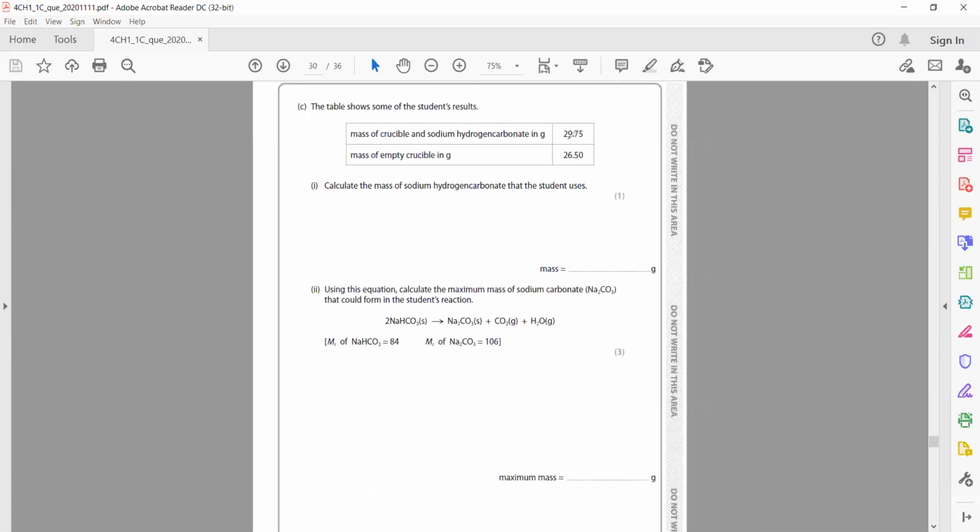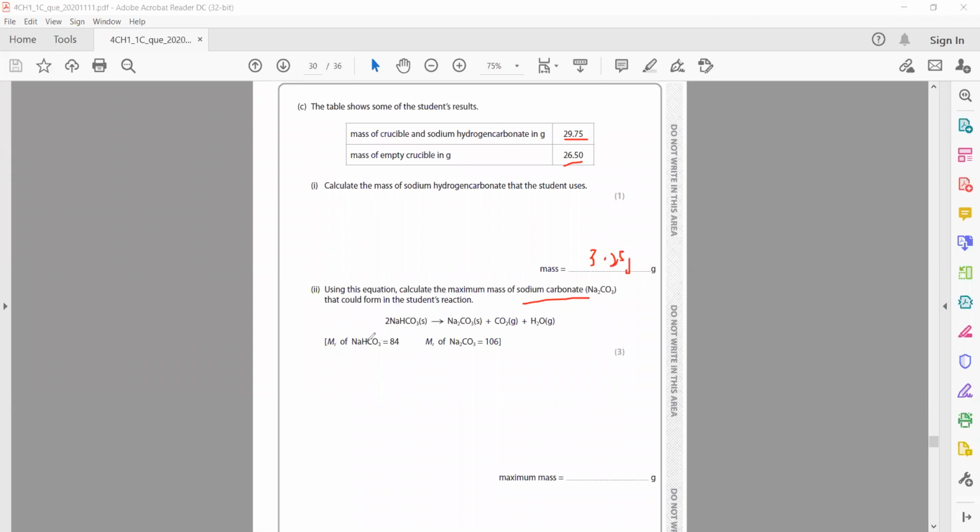Look, what is the difference of 29.75 minus 26.5? What is the difference of these two numbers? 29.75 minus 26.5. That is the mass of sodium hydrogen carbonate, 3.25. So 3.25 grams of sodium hydrogen carbonate.